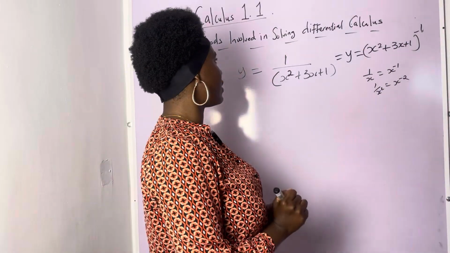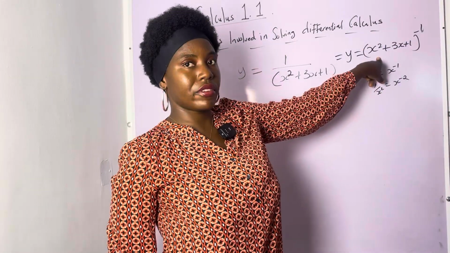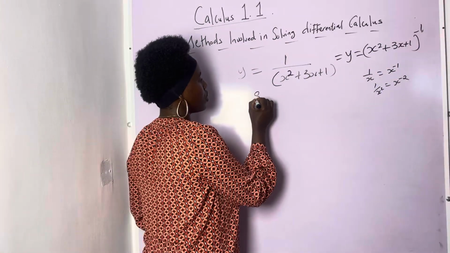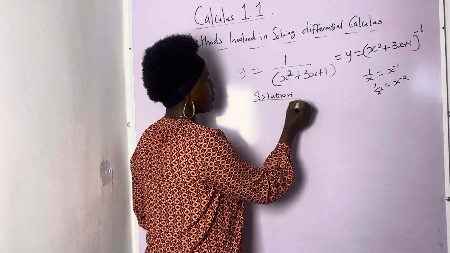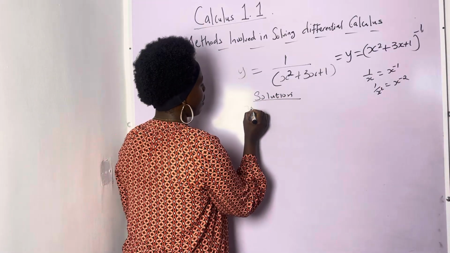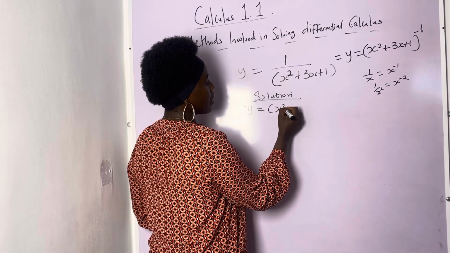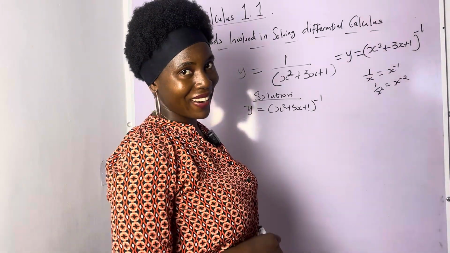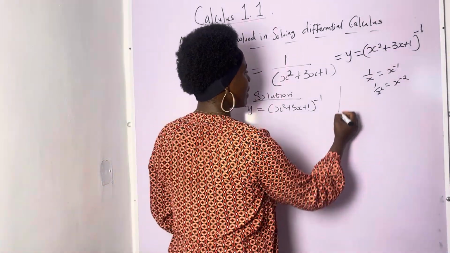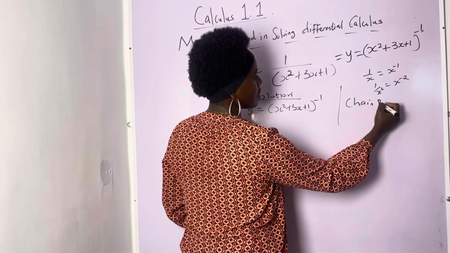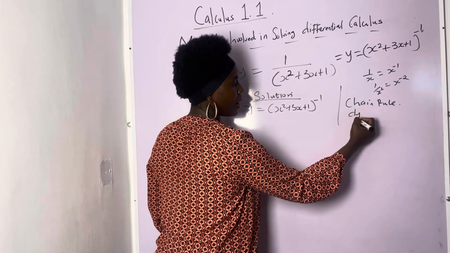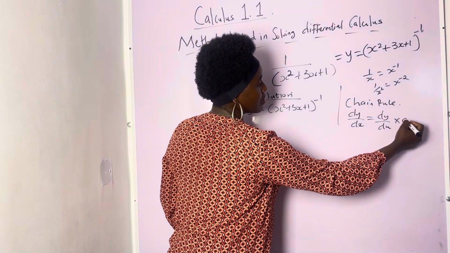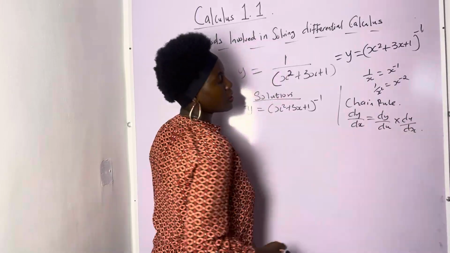So if you rewrite this equation like this, it's still the same thing, but solving it will now be much easier. So we have y equals x squared plus 3x plus 1, to the power of minus 1. Now, what does the chain rule state? Remember that the chain rule states that dy with respect to dx is equal to dy with respect to du times du with respect to dx.